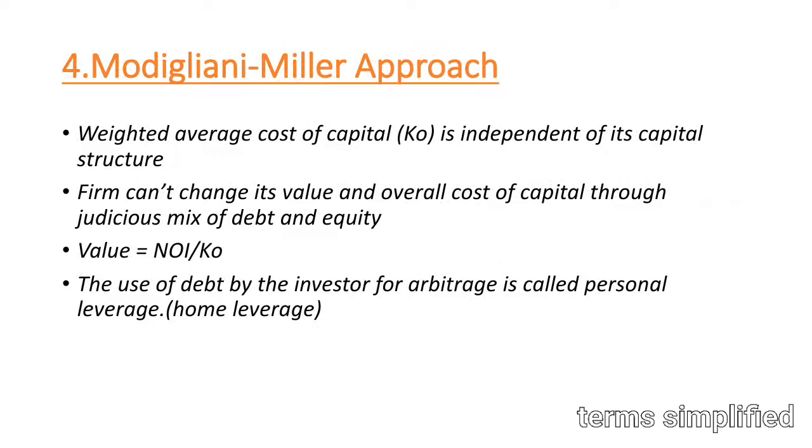4. Modigliani-Miller approach. Weighted average cost of capital is independent of its capital structure. A firm can't change its value and overall cost of capital through a judicious mix of debt and equity. Value equals net operating income divided by cost of overall capital. The use of debt by the investor for arbitrage is called personal leverage, or home leverage.